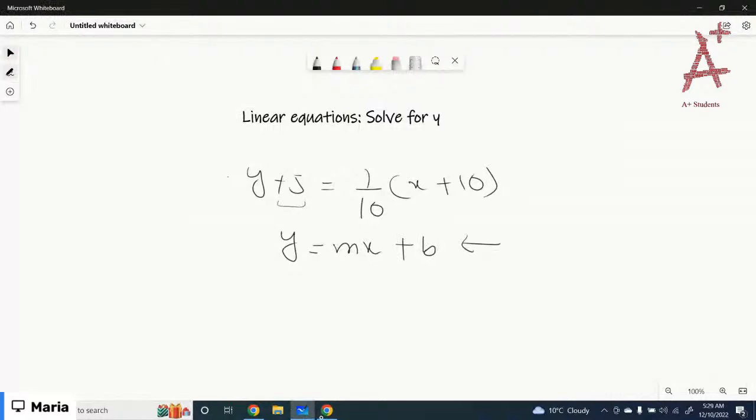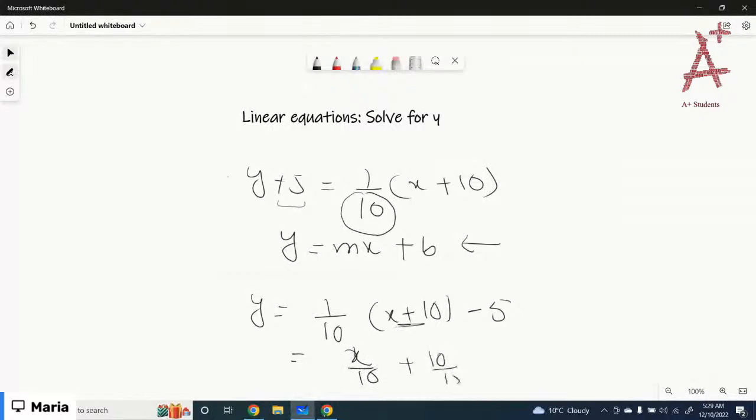Just remove the 5 from this side. First of all, remove this 10. Multiply both sides of the equation with a 10. Got it? Okay, just move that 5 to the other side. Y equals 1 over 10 x plus 10 minus 5. Got it? Now multiply the equation by this 1 over 10. It would be then x over 10 plus 10 over 10 minus 5.